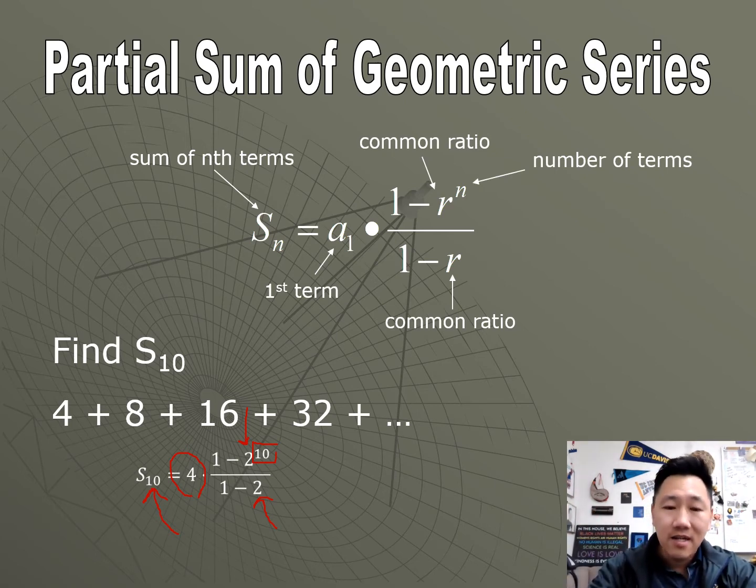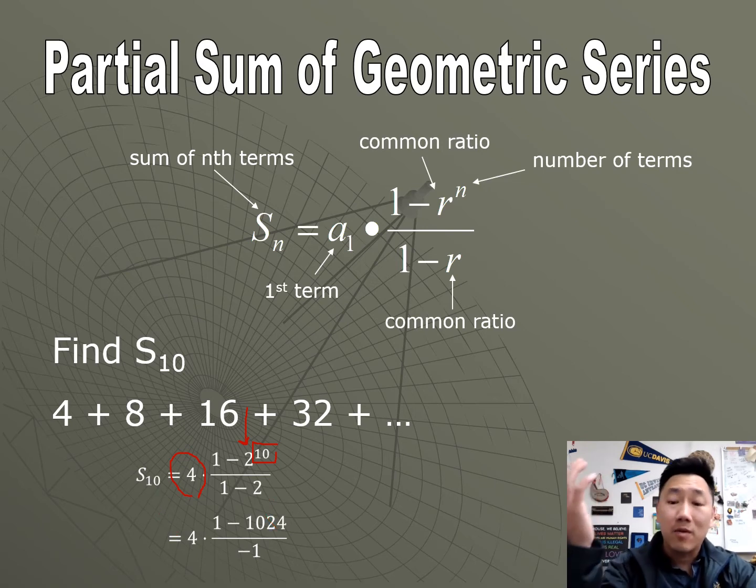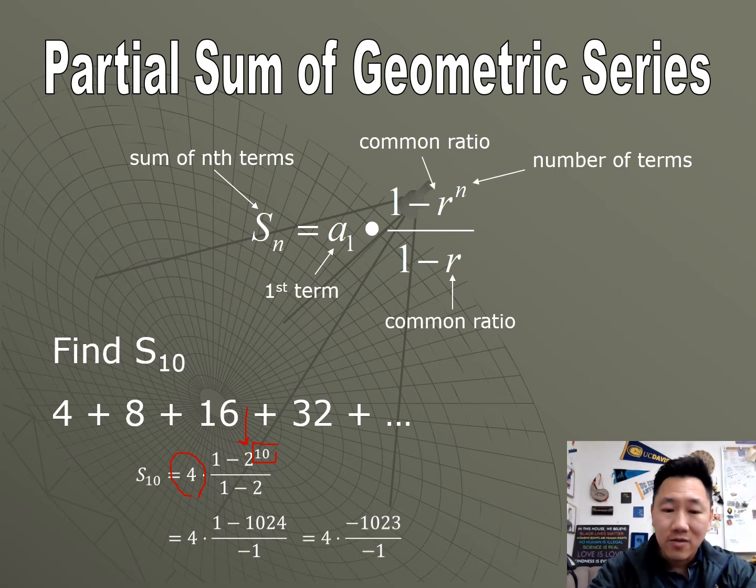Using PEMDAS, let's simplify this. You would do the exponent first. Let me clean it up just a little bit. 2 to the 10th power is 1024. Go ahead and do the numerator. Subtract 1 minus 1024. And then do the division. Negative over negative is a positive, and then just multiply it by 4. And there we have it, 4,092. All right, so that's how we do them.